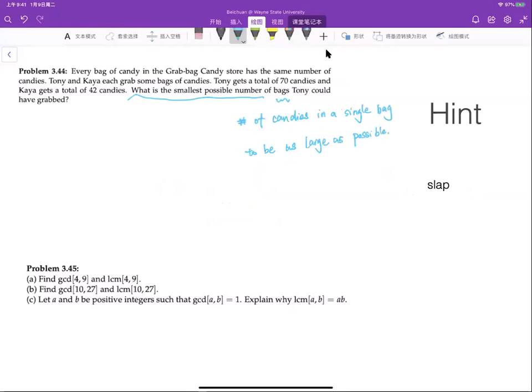So that's why in this case, we're looking for the GCD of 70 and 42, right? Why? Because it says every bag has the same number of candies. So every bag of candy in this store has the same number of candies, right? That means the number of candies in a single bag must be a divisor of both 70 and 42. And so that's why we're looking for the greatest common divisor of the two numbers.